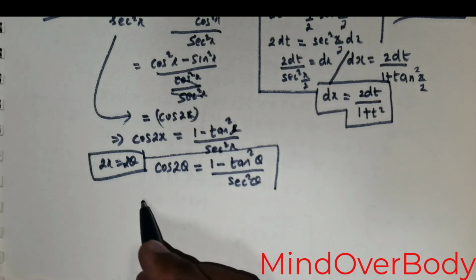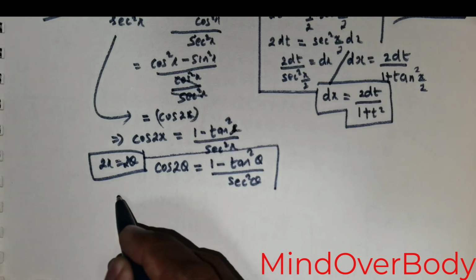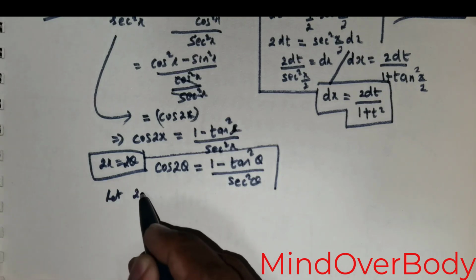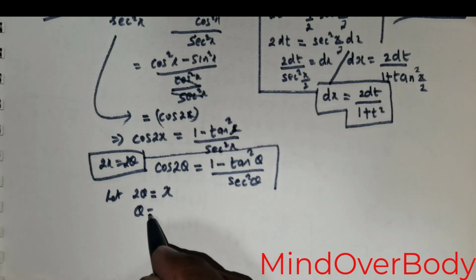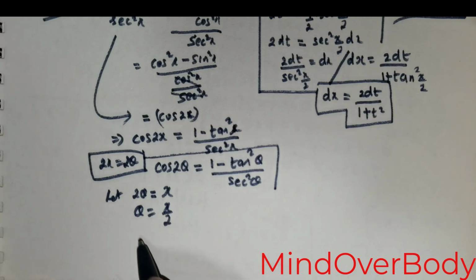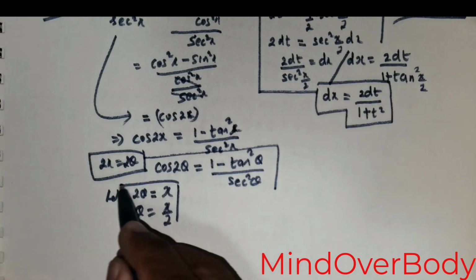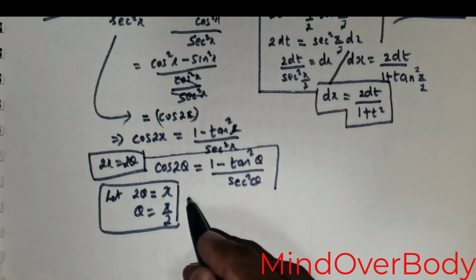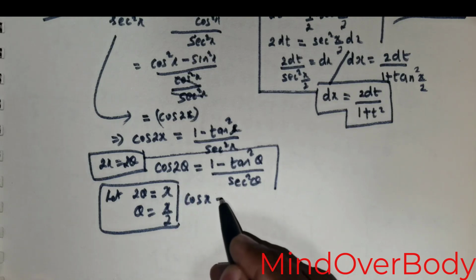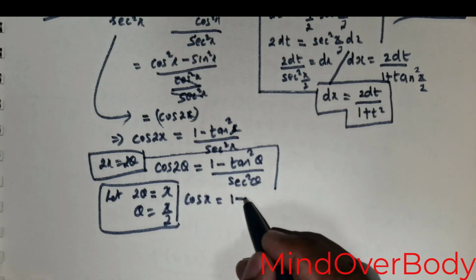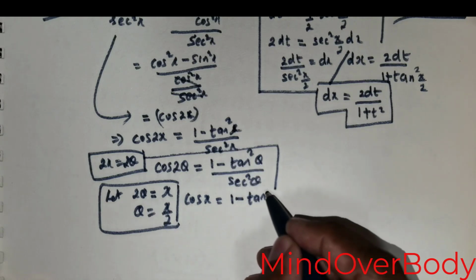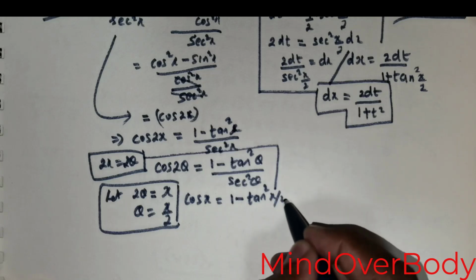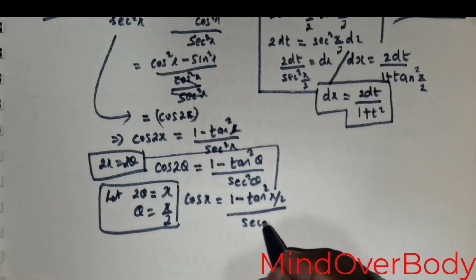Now I want to actually get cos x, so let 2 theta be equal to x. So from here theta is equal to x over 2, right? So by this substitution, this is going to be cos x and this is going to be 1 negative. In place of theta I'm going to substitute x over 2. So this is going to be tan squared x over 2 divided by secant squared x over 2. So this is what I've got.